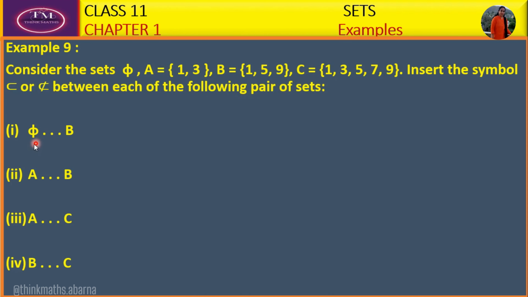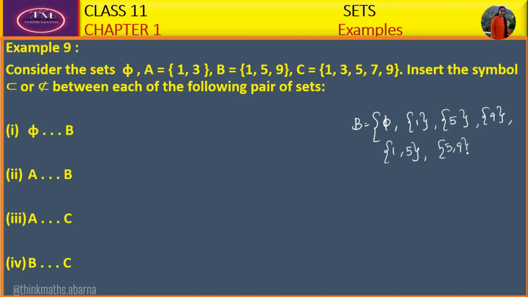The first question is between phi and B, that is, between a null set and the set B. So what are the proper subsets of set B? We have the null set, then {1}, {5}, {9}, then the pairs {1, 5}, {5, 9}, {1, 9}, then {1, 5, 9}. These are the subsets of B.